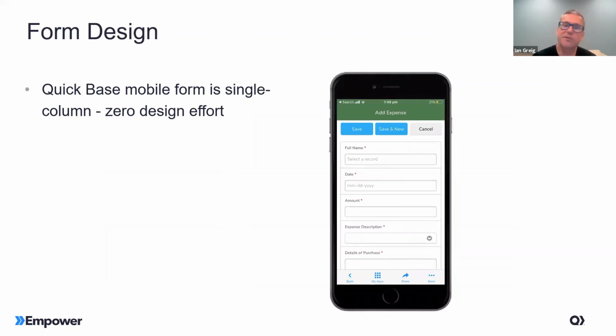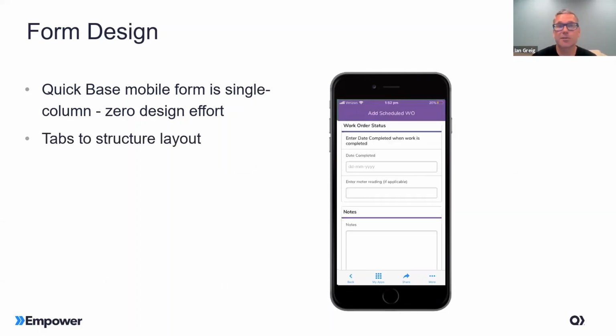So in terms of form design, we leverage the fact that it's a single column form. So there is no design effort. Things are just listed going down. There's no branding, so you don't have to worry about putting in a company logo or anything. Just stick with the QuickBase colors, and you can flip between the different types of colors.